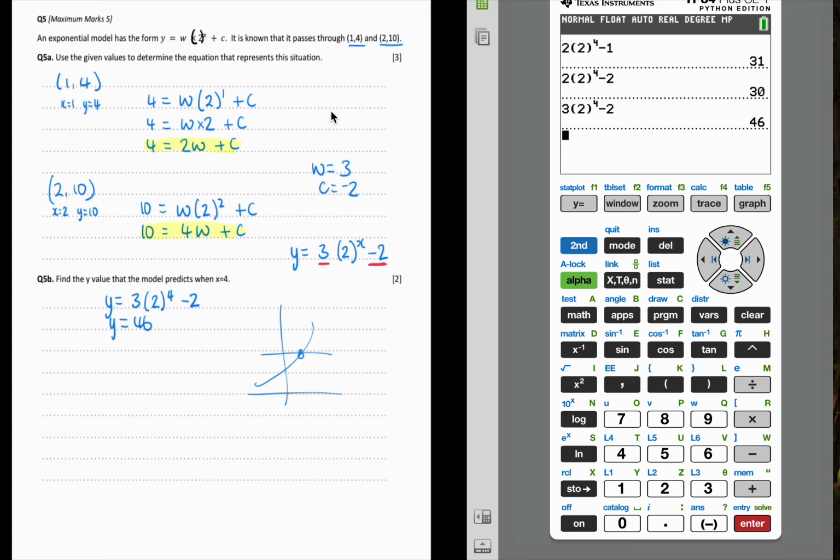In terms of the marks, there is 1 for knowing that you needed to sub in the coordinates to find your equations, and then there is 1 each for the answers. And then for the second part, there's 2 marks. 1 is for your method and 1 is for your answer.